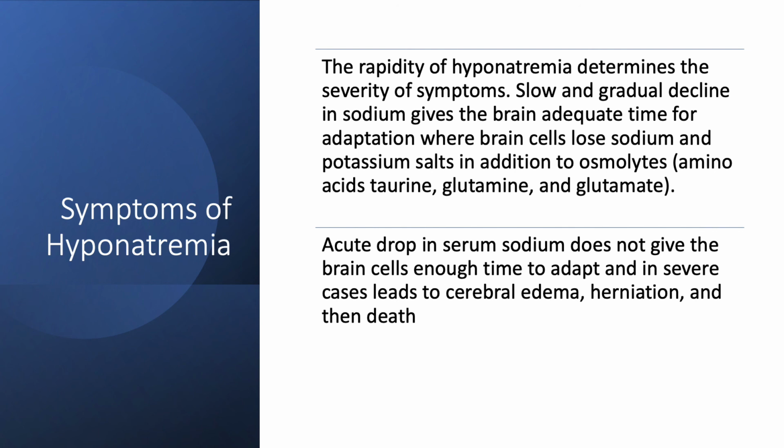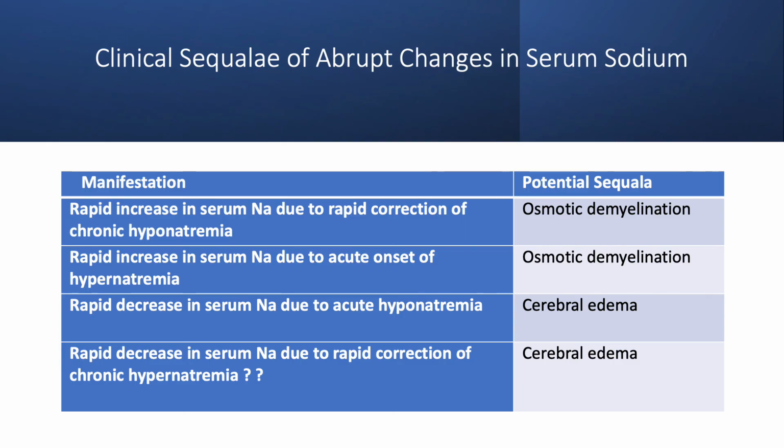Now, when it happens slowly, well, you're giving the brain time to adapt. So it loses sodium salts, potassium salts, osmolytes like amino acid, taurine, glutamine, glutamate, and that will lessen the shift of water from the blood into the brain.